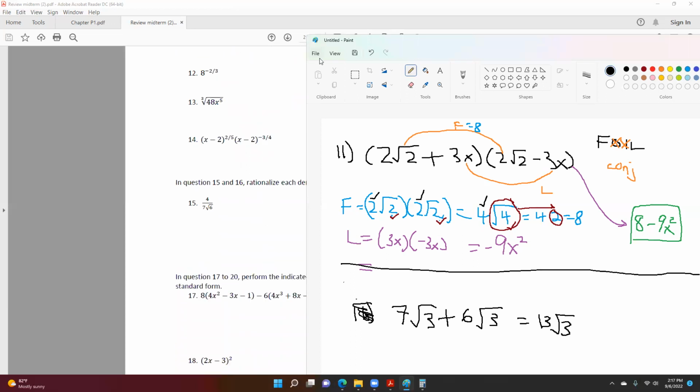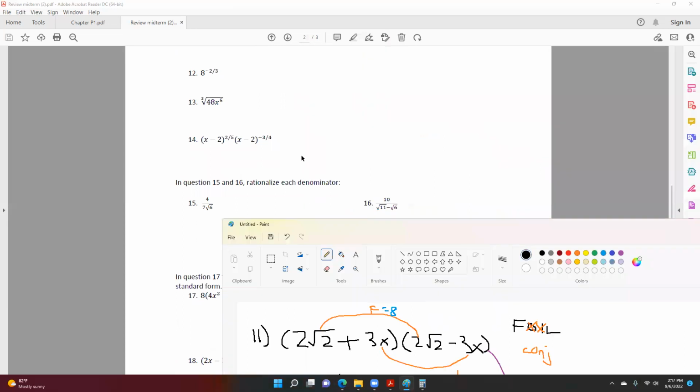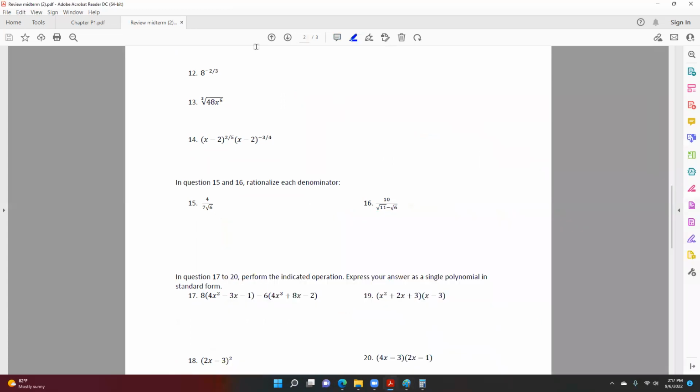Okay. Let's move on to number 15 and 16. The instruction here is calling you to do what? Rationalize the denominator. Yes. Yep. You're correct. In this case, Amy, it is 1/4. Make sure you show me how you get a quarter.